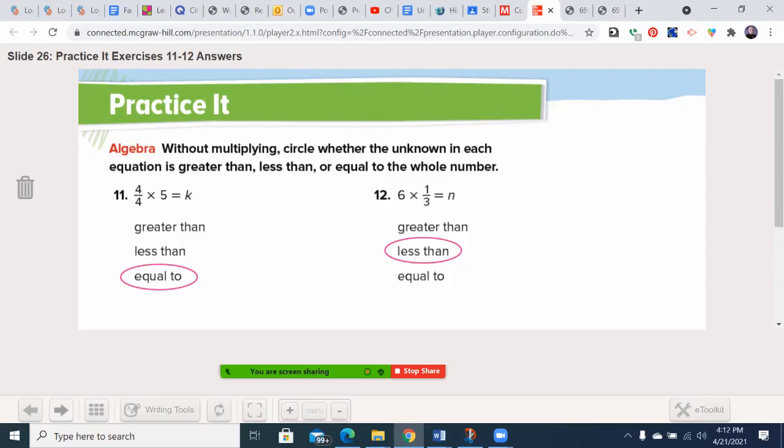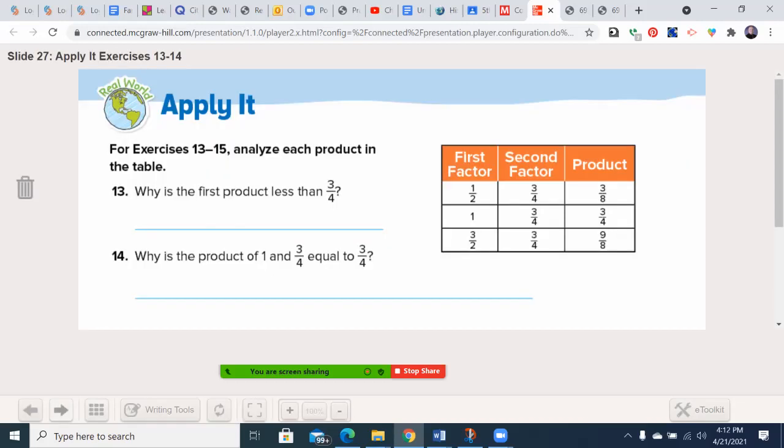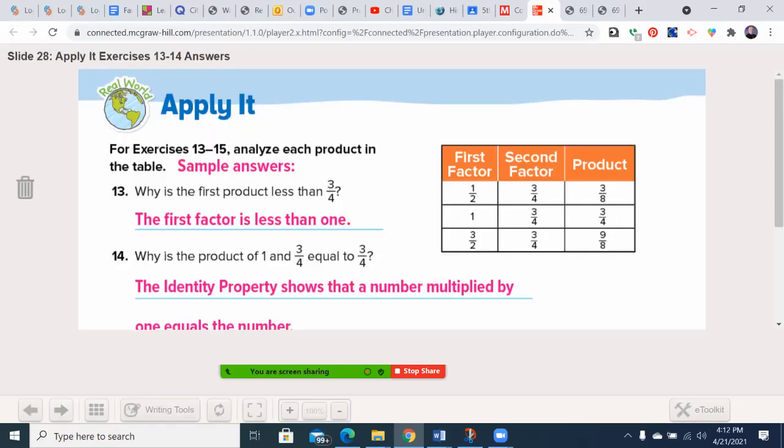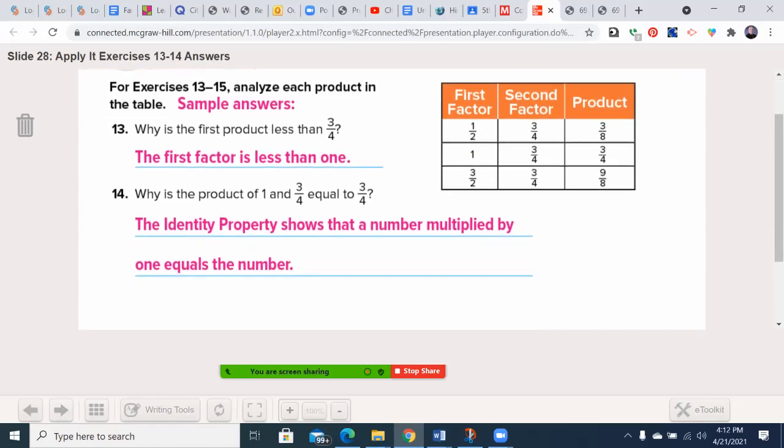Let's look a little bit forward here. Let's talk about this one just real quick. You have your first factor, second factor. Why is the first product less than 3/4? That's because the first factor is less than 1. And why is the product of 1 and 3/4 still 3/4? Identity property. There you go.